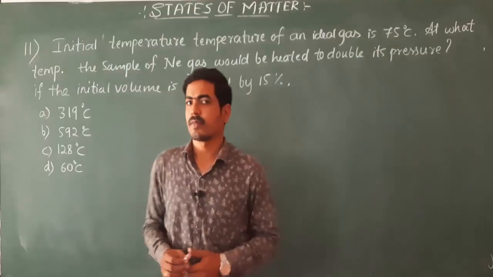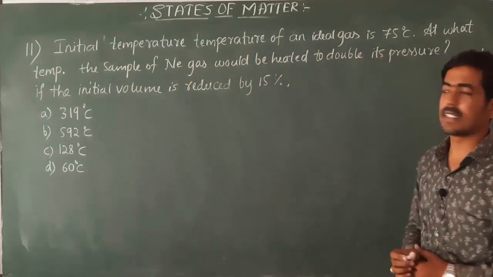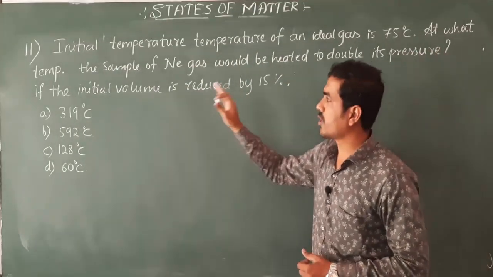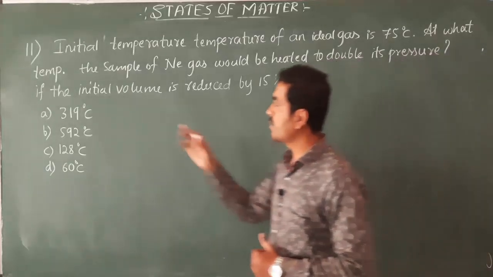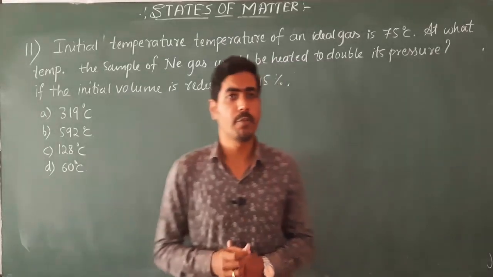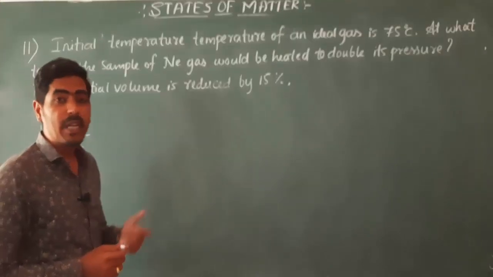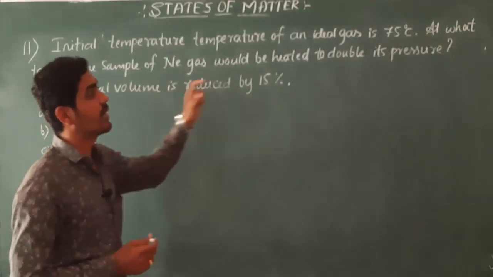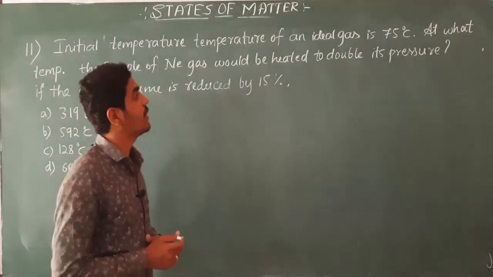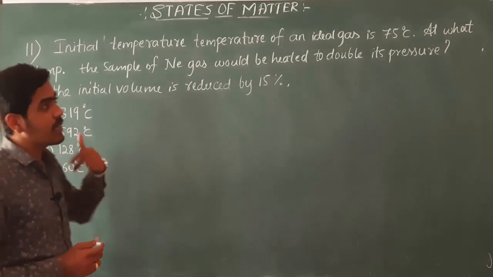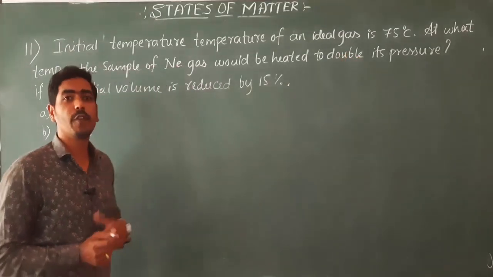The next question, that is the 11th one. Initial temperature of an ideal gas is 75 degrees Celsius. At what temperature would the sample of neon gas be heated to double its pressure if the initial volume is reduced by 15%. Okay. So here what you need to find? The temperature at which the pressure becomes double. Initially for our ideal gas, the temperature is 75 degree Celsius. We have to find out at what temperature the pressure becomes double.